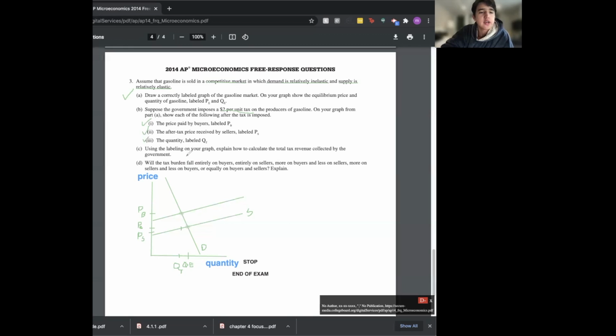Question C asks us, using the labeling on your graph, explain how to calculate the total tax revenue collected by the government. If we have the price that they sell it at and the price that they receive, that means the government receives the difference between them. Because again, this line PB is where they sell it at, and this line is what the suppliers receive. So if we take the area in between, we'd get PB minus PS.